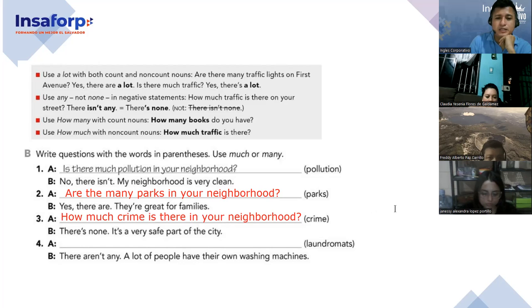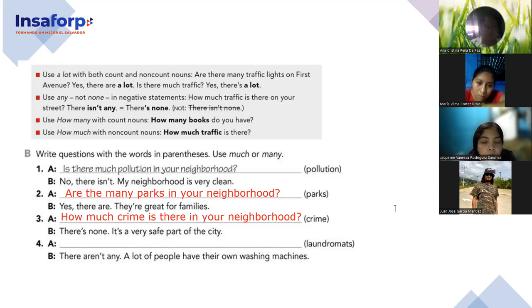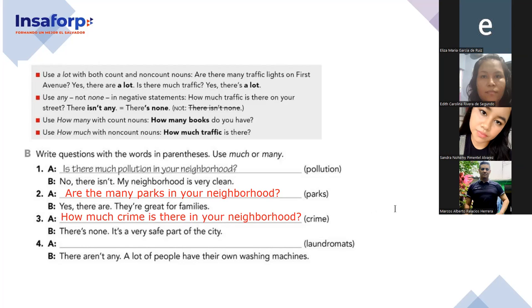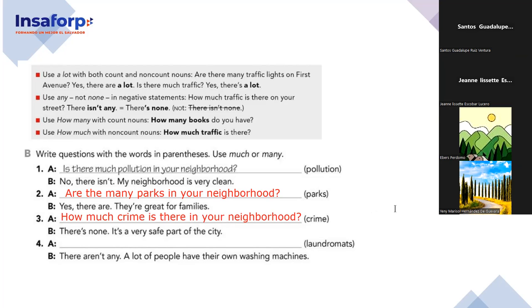How much crime is there? I don't know. Yep. I think it's correct. Perfect. Thank you. What about the number four? Laundromats. This one is good. How many? Okay. Continue.